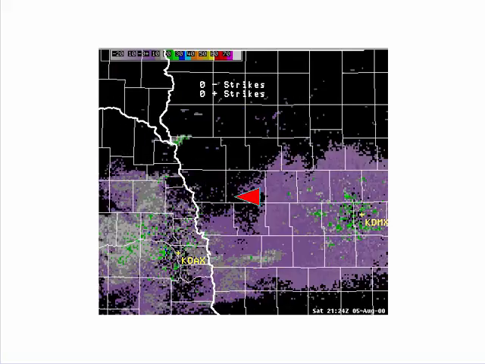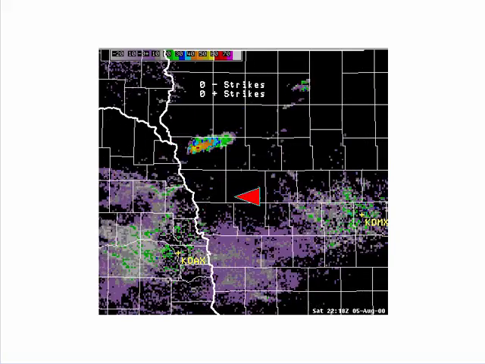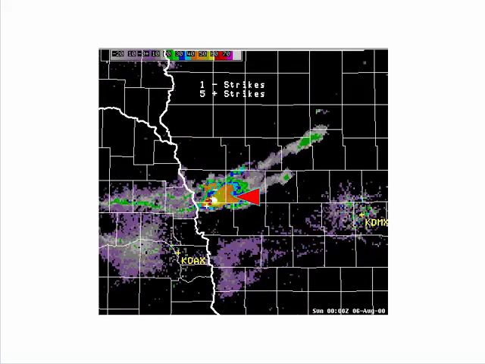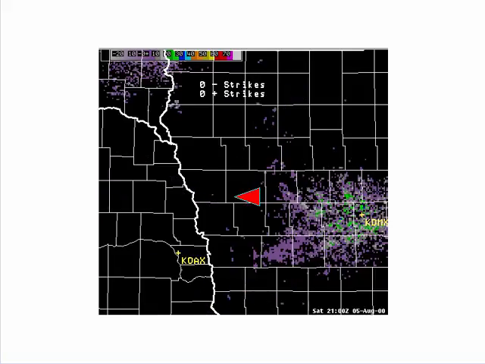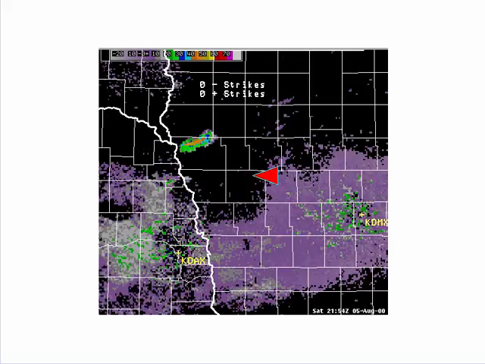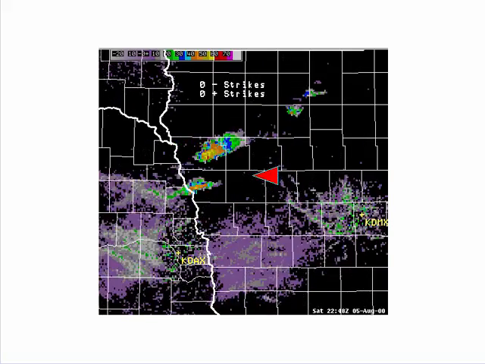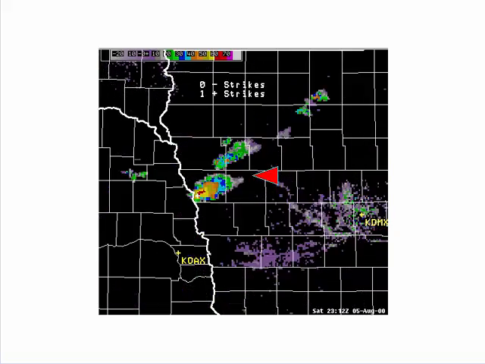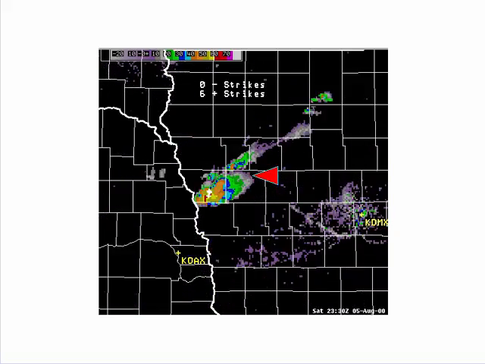It has quite a bit of lightning with it. It's a pretty big storm as well. And then near the end of that loop, we can see another storm go up just to the northeast right over here. And I'll go ahead and stop the loop and point out a couple interesting things here. One is that this particular storm right here had quite a bit of hail with it.